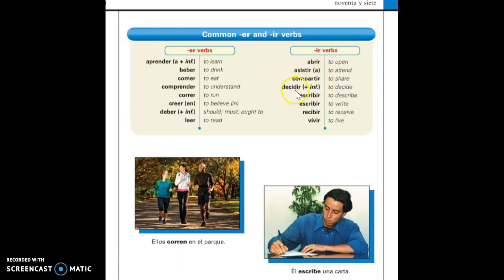Then the IR verbs: abrir, asistir a, because you attend to something. Compartir, decidir plus infinitive. Same with deber, you're going to see this verb plus one other verb left in its infinitive form where you just conjugate the first verb. Describir, escribir, recibir, and vivir.